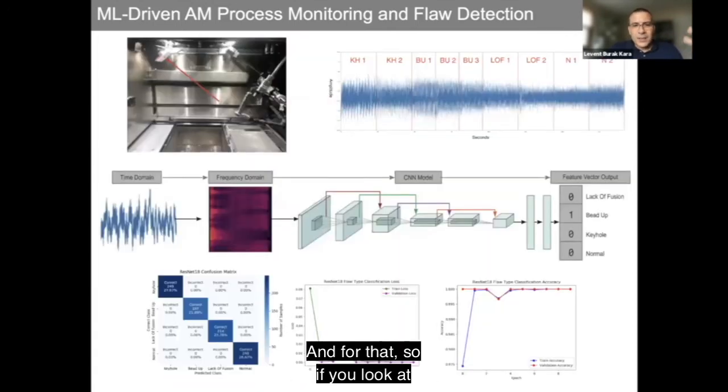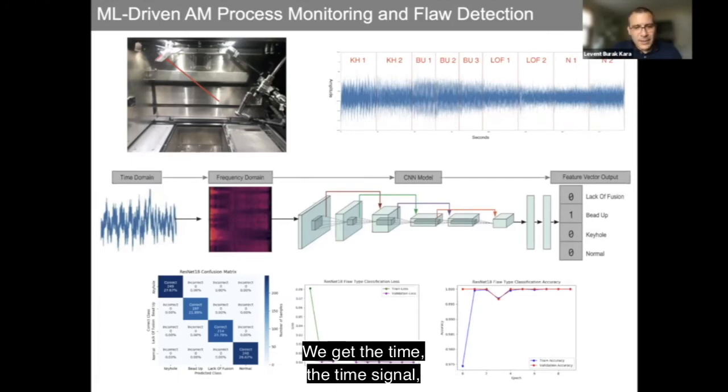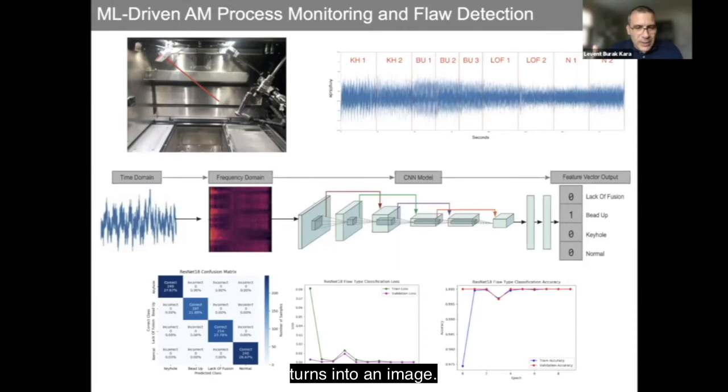And for that, if you look at the entire build volume, we put a very inexpensive sensor at the very top of the build chamber. It looks pretty much like this. And we train a system. We induce different flaws in an offline setting. We get the time signal. We turn that into a frequency domain spectral transformation, turns into an image, and we train, again, a deep neural network in order to do this classification.